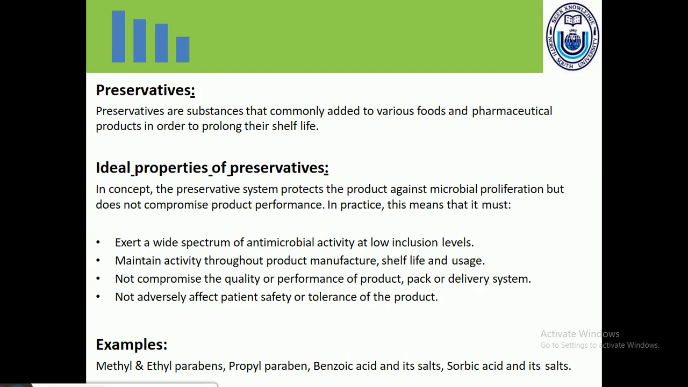There are many excipients that are used in formulation. So I will discuss the next excipients, inshallah, in the coming lecture.